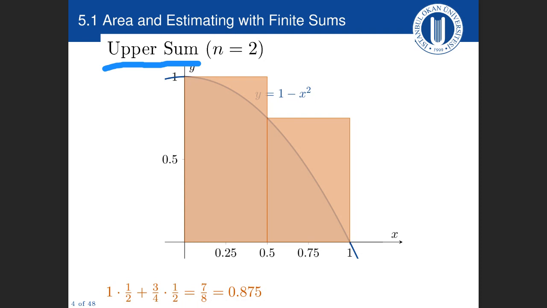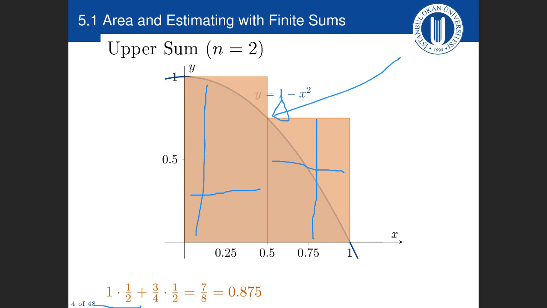It's easy to calculate the area of two rectangles. As you can see at the bottom, the first rectangle has width a half and height 1, so 1 multiplied by a half. And then for the second rectangle, the width is also a half, but now the height is 3/4. How do we know that the height is 3/4? Because the top left-hand corner of the rectangle is on the graph. If we put a half into the formula 1 minus x squared, we get 1 minus a quarter, that's 3/4.